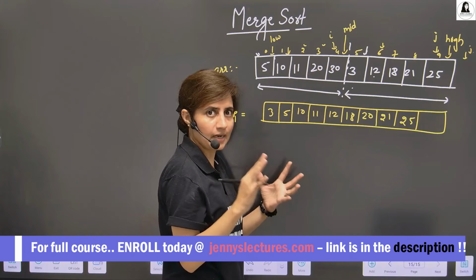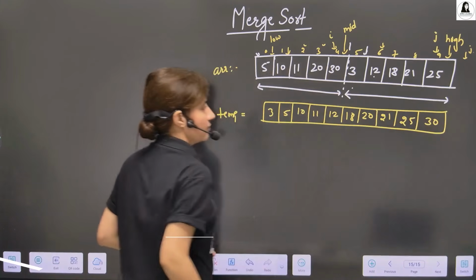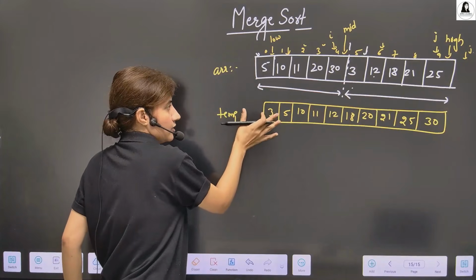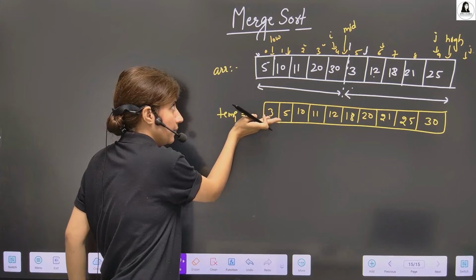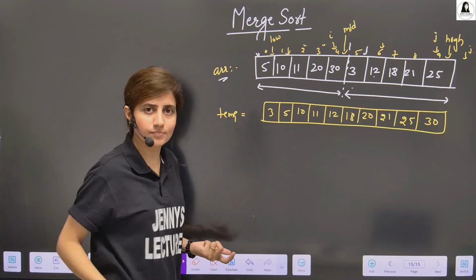There is still one element left. 30. So we just put 30 here. And this is my sorted list. And now if you say that I want to copy this, you can just copy this temp to here only. So you will say that now you get the sorted array.